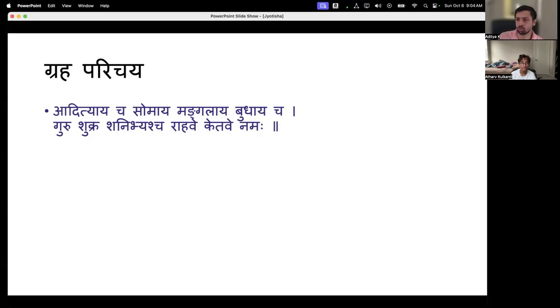Those 2 points, where the polarity of the moon is maximum is called Rahu, and where the polarity of the moon is minimum is called Ketu. They are not planets that you can see with your physical eyes, but you can call them magnetic points in space that have an effect on the earth. So, Adityaya cha Somaya, Mangalaya Budhaya cha, Guru Shukra Shanibhyascha, Rahave Ketave Namaha.